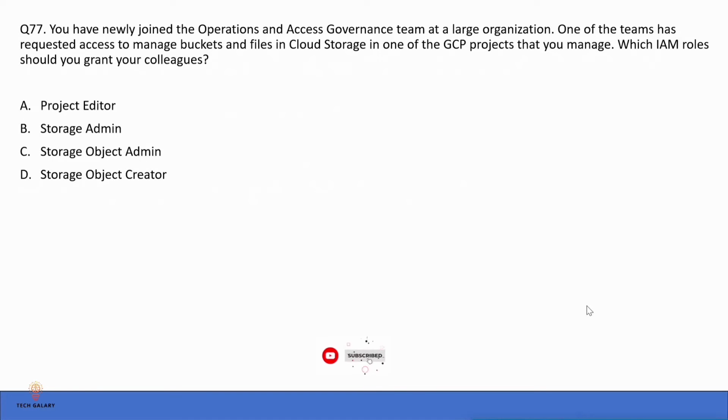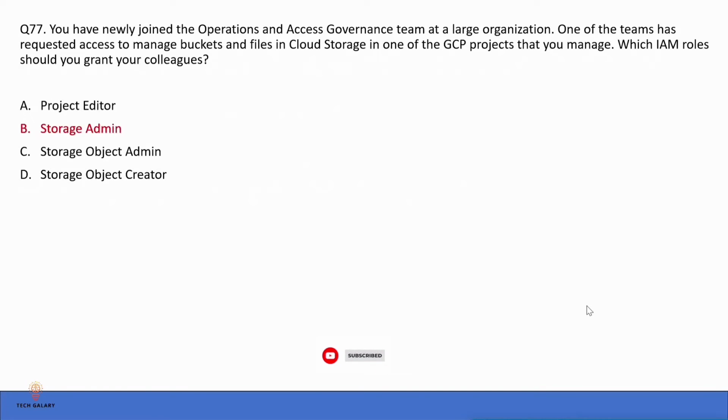Option B, storage admin. Here, the storage admin role provides the minimum permission which is required to create and manage the cloud storage bucket. Since the team member needs access to manage buckets and files in cloud storage, granting storage admin permission to the team member will be sufficient.